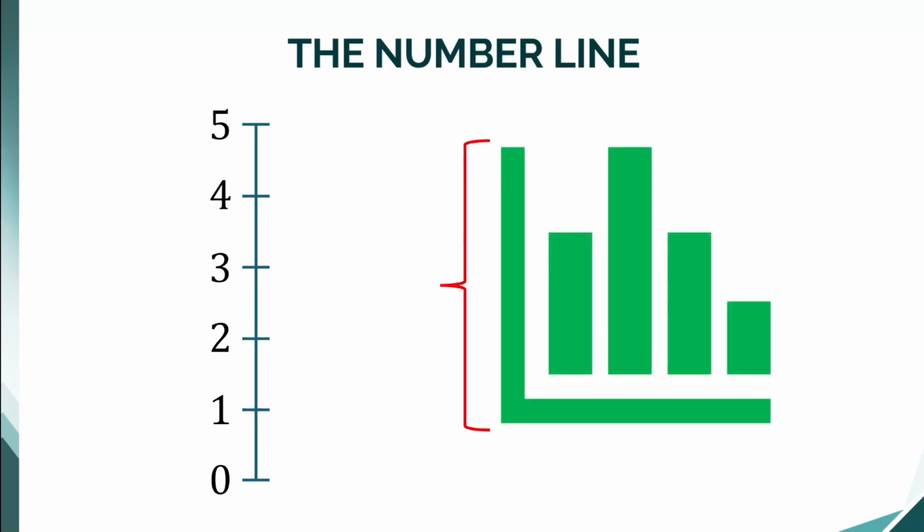As I said before, if we're looking at a bar chart, this is called the y-axis. This is called the x-axis. If that's not familiar to you, don't worry about it. We'll talk about it later. But in the y-axis, we're going to have this vertical number line.